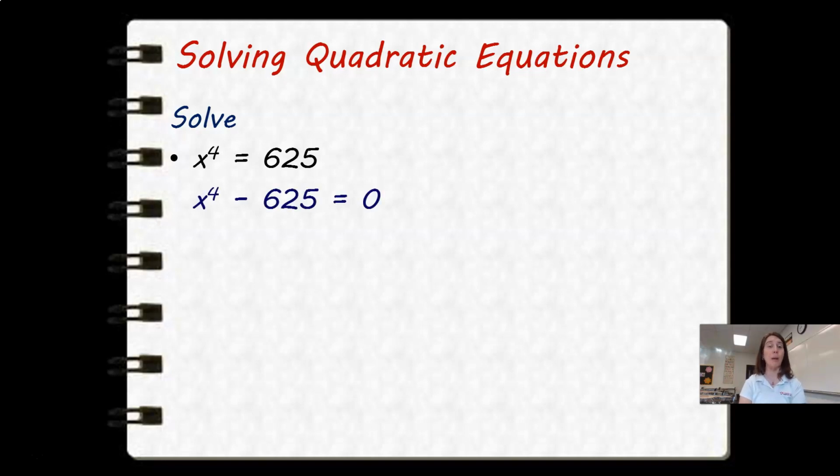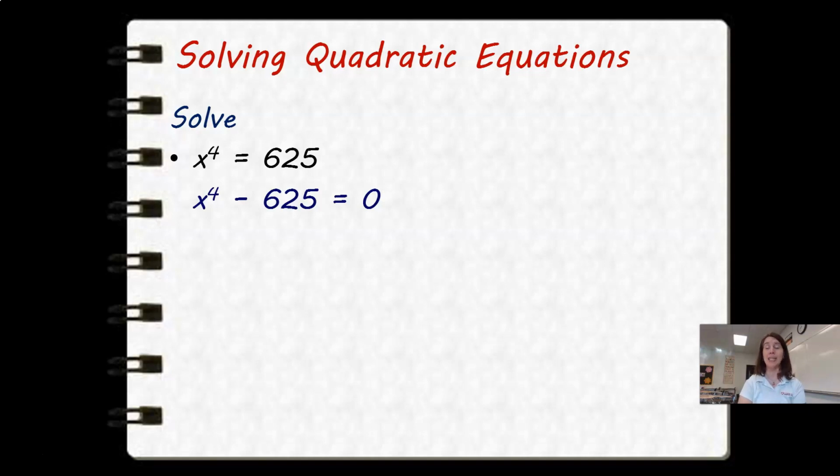So I have x to the fourth minus 625 is equal to 0. Now the two terms that we have here, x to the fourth and 625, do not have anything in common. So I can't pull out a common factor, but I can break this down into two separate parentheses. Let's begin with x to the fourth. What can I square to get to x to the fourth? What do I use twice? It is x squared. X squared squared. Remember, when we had multiple exponents, you multiplied them together. So x squared squared is x to the fourth.